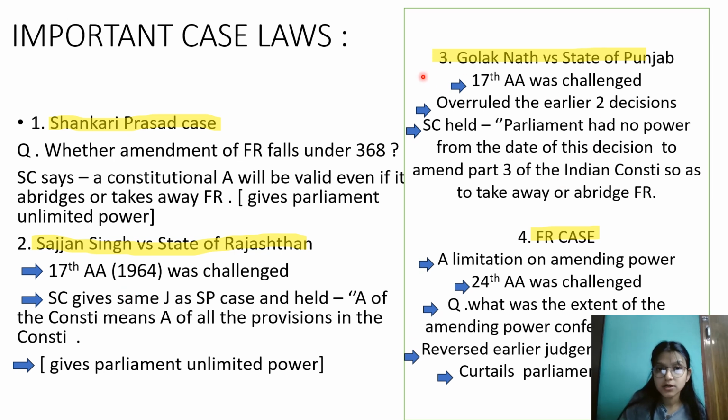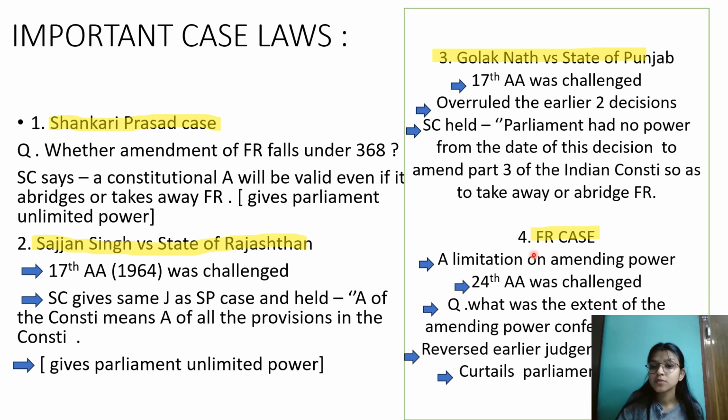Then we have the third case law, Golaknath versus State of Punjab, which is again a very important case. In this case, the 17th Amendment Act was challenged. What happened? The Supreme Court overruled its earlier two decisions given in the Sankari Prasad case and Sajan Singh case and stated that Parliament had no power from the date of the decision to amend Part 3 of the Indian Constitution so as to take away or abridge fundamental rights. So in this case, Parliament's powers were curtailed by the Supreme Court.